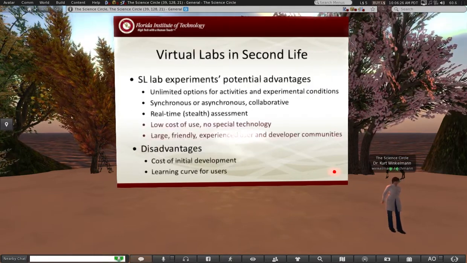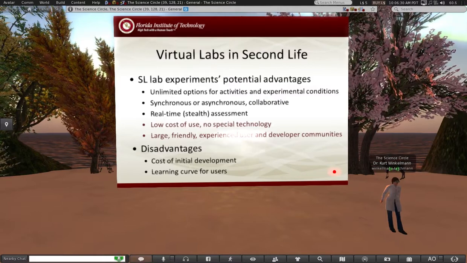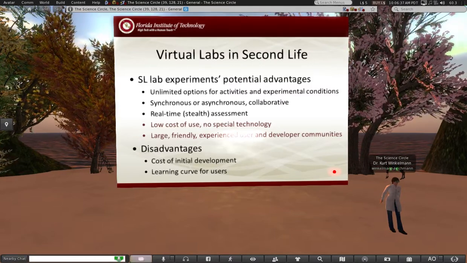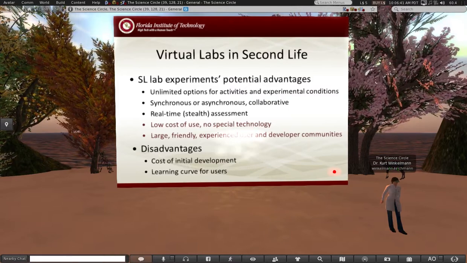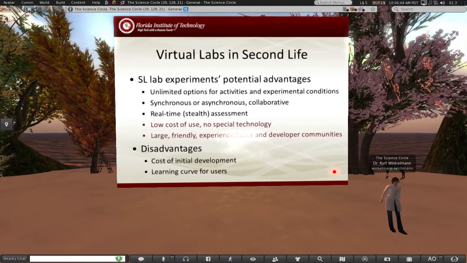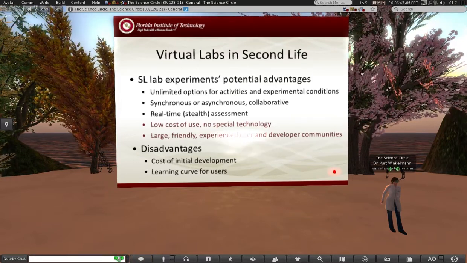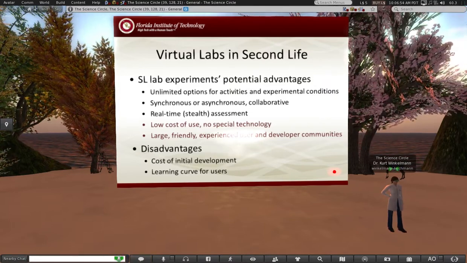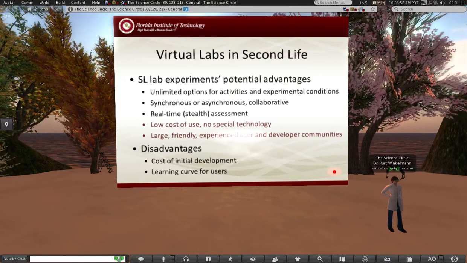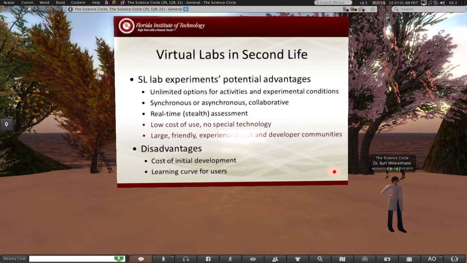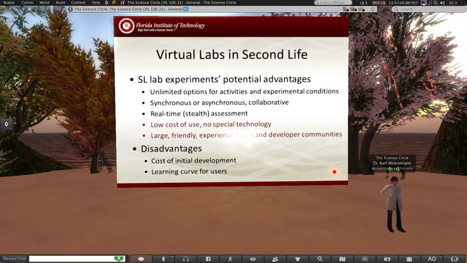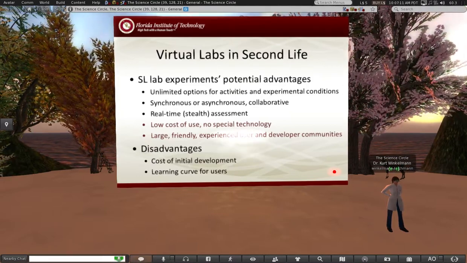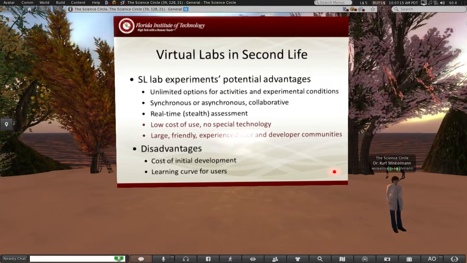Now, a virtual lab in Second Life offers some real advantages. One is there are obviously unlimited options for activities. Students can work asynchronously. There can be assessment that's done in real time, so that instead of a student taking a quiz at the end of a lab for us to determine whether they learned anything, we can just track their activity during the experiment, look at a database of the student actions that they performed in the virtual lab, and then determine from that whether they did the experiment correctly and whether they learned something.